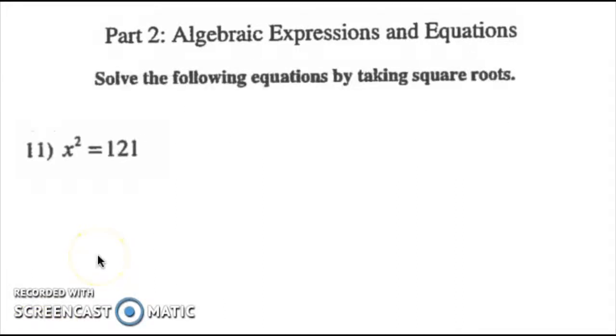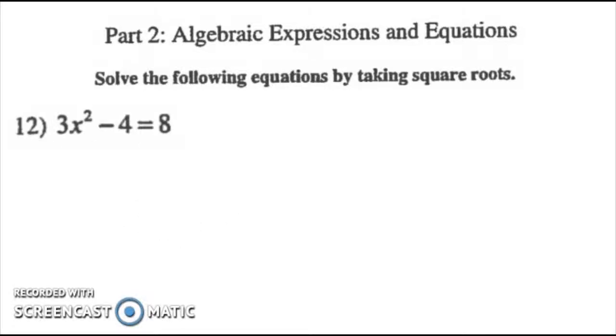So for number 11, we are solving by taking the square root. So to get x, we take the square root of x squared, which is x, and the square root of 121 is 11 and negative 11. So those are both of your answers for number 11.